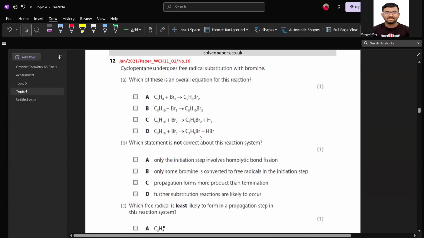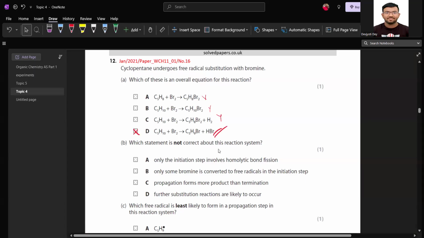Cyclopentane undergoes free radical substitution with bromine. Which of these is an overall reaction for this one? Okay, basically, first of all, a little while ago I showed you that a halogen and a hydrogen halide is produced. So obviously, we do not see any hydrogen halide being produced in A, B, C. So D will be our correct answer, considering hydrogen halide is produced.